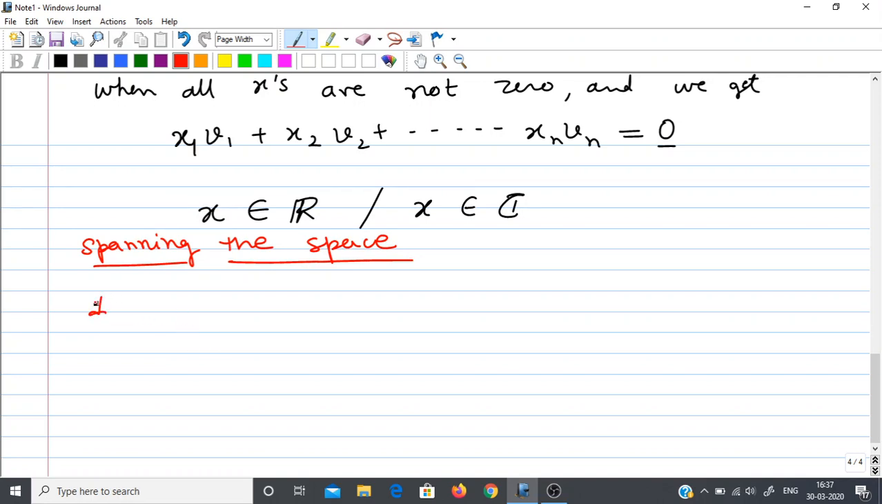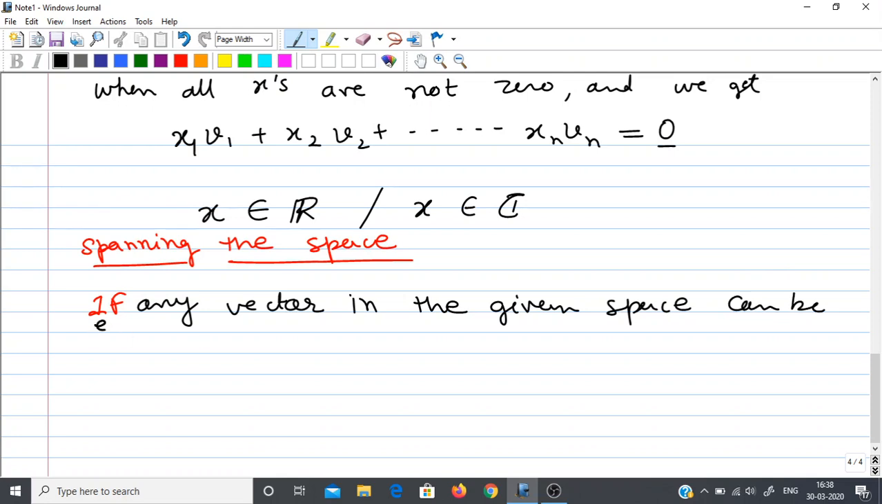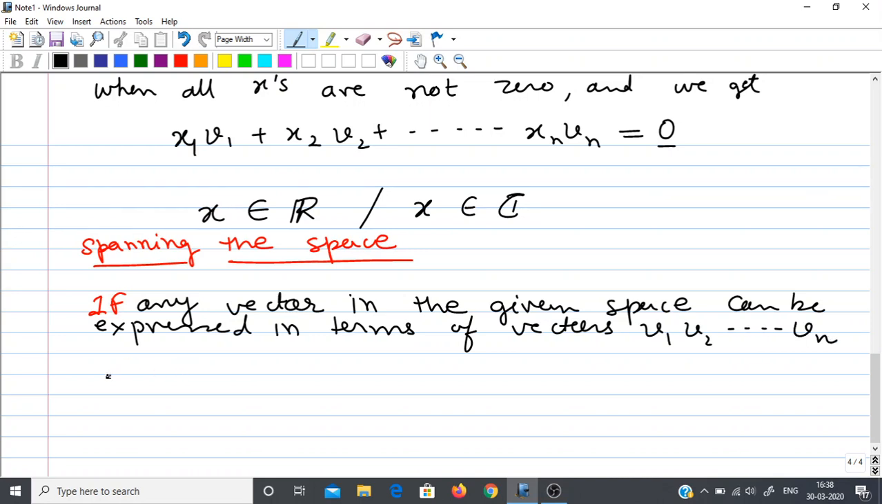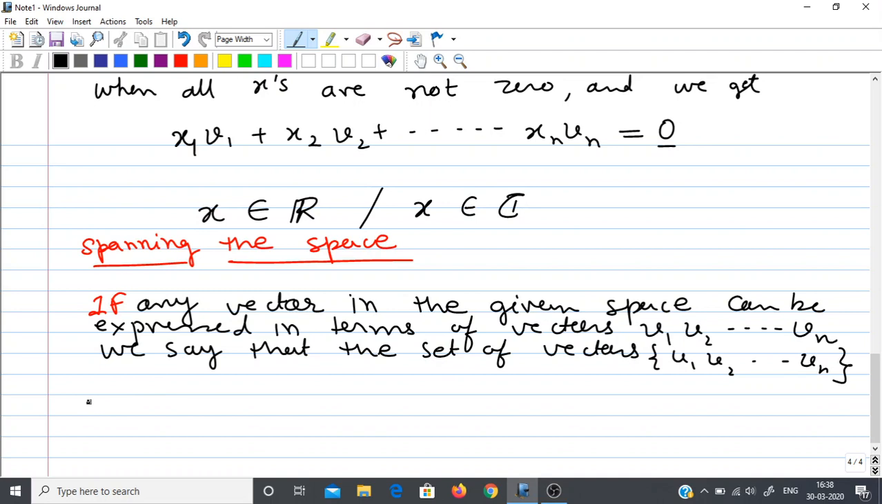So if any vector in a given space can be expressed in terms of vectors v1, v2 up to vn, then we say that the set of vectors v1, v2 and so on vn spans the space.